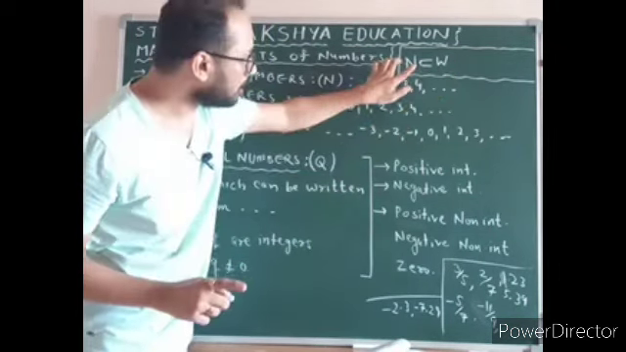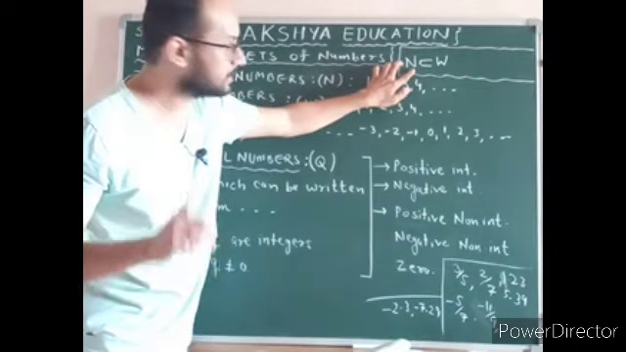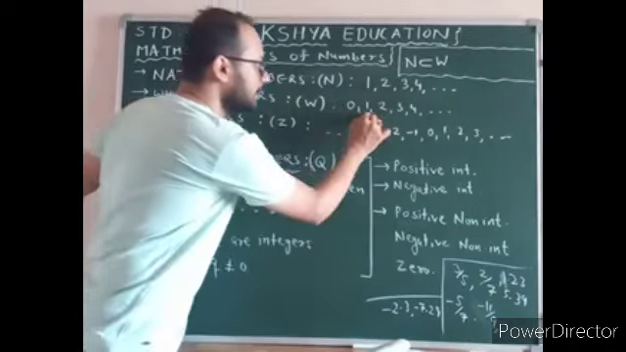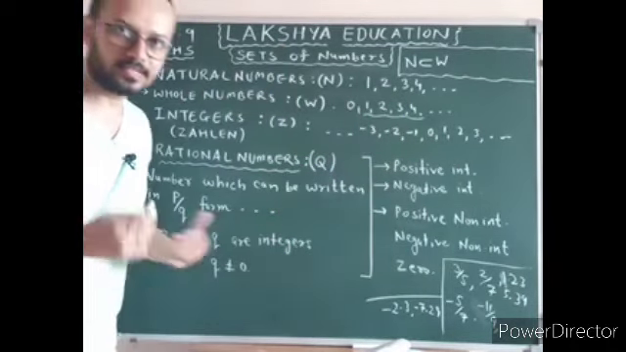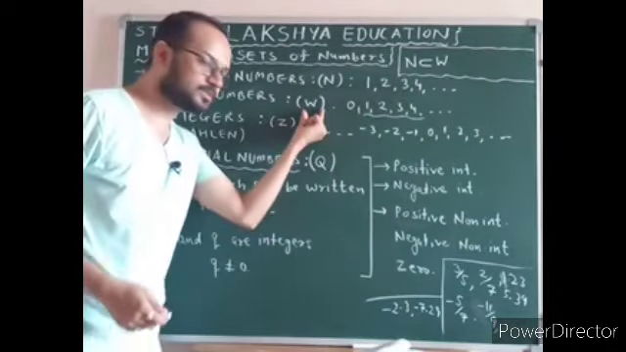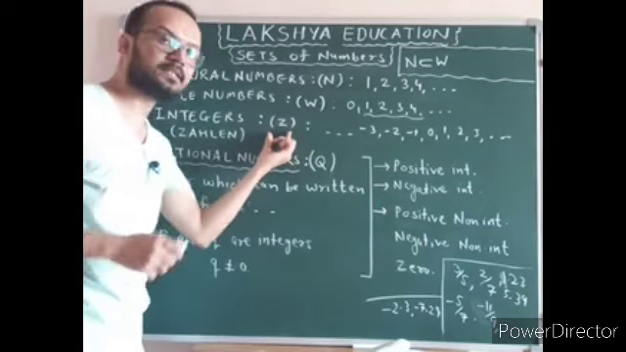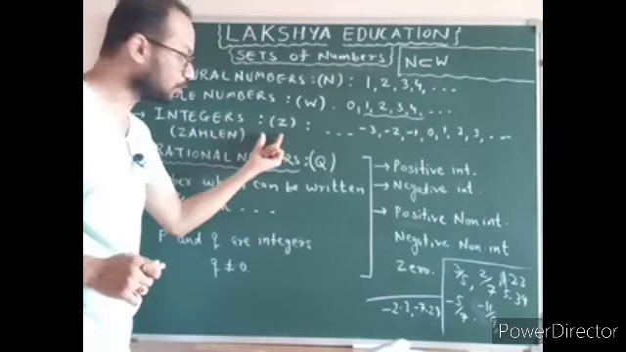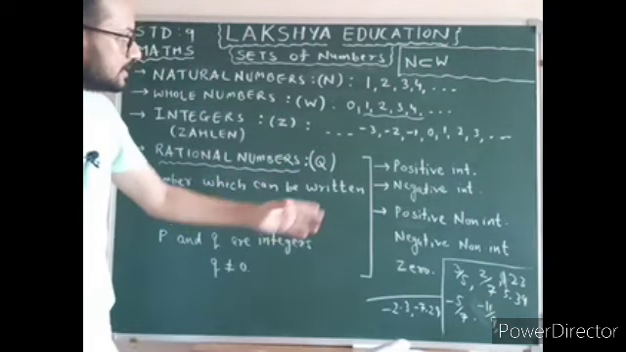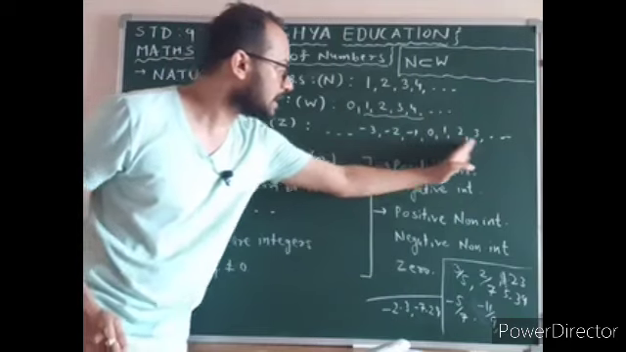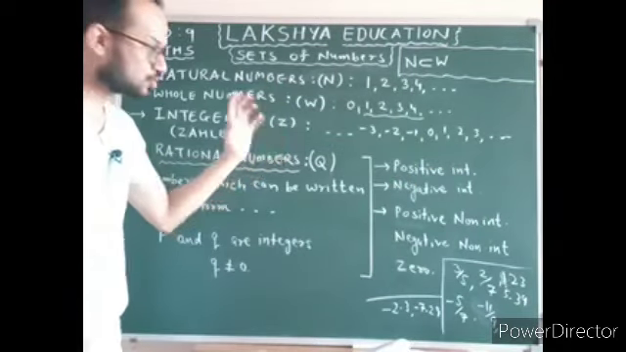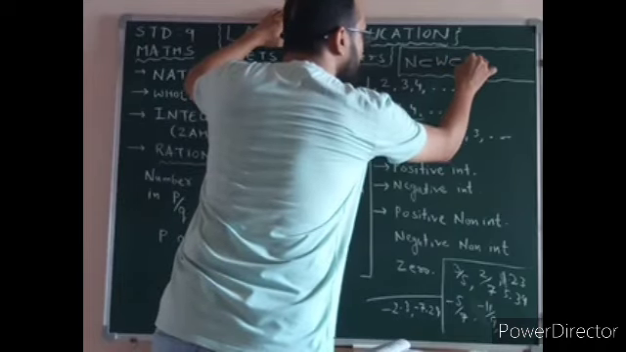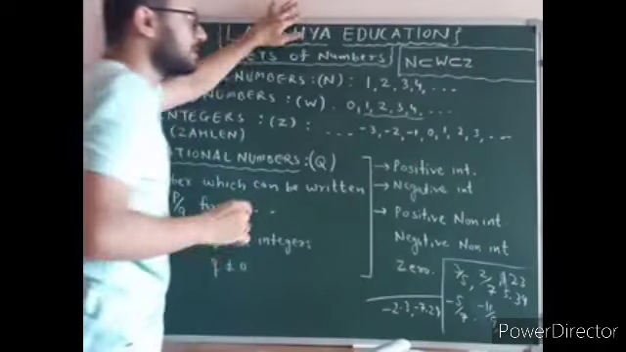It means all the natural numbers are included in the set of whole numbers, because all these numbers are included in this set W. Then we can see here all the numbers from W are included in the set Z, which means all the numbers from the set of whole numbers are included in the set of integers. You can see here 0 onwards numbers are included in Z. So we can write symbolically W is a subset of Z, which means the set of whole numbers is a subset of the set of integers.